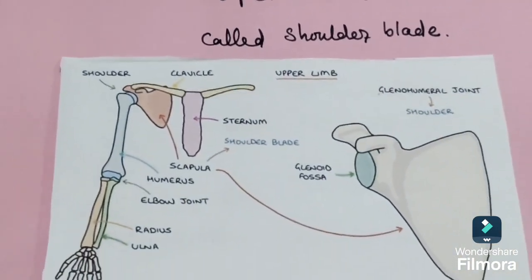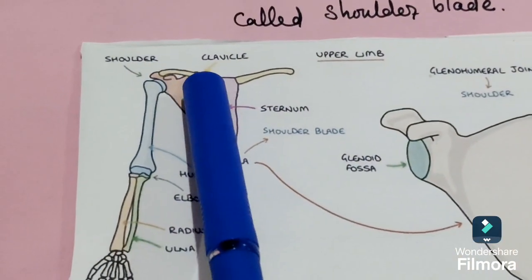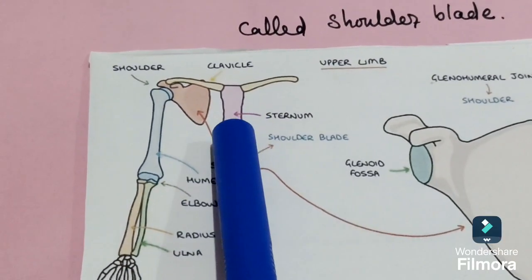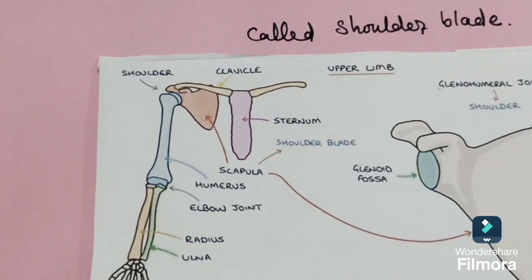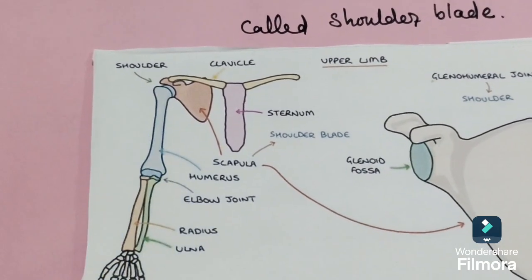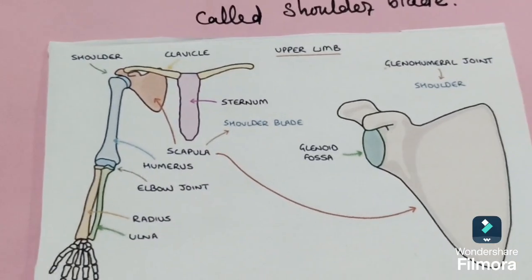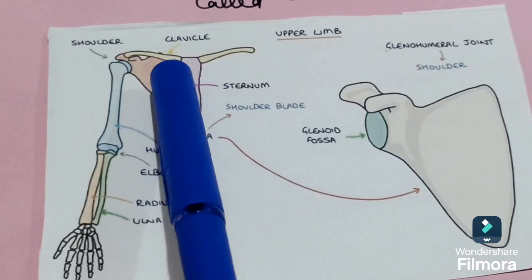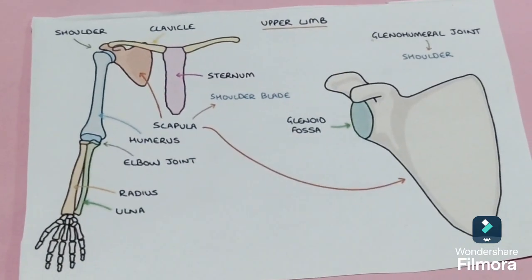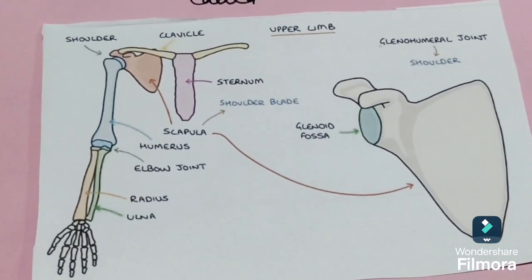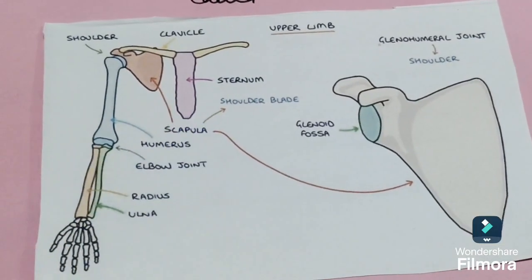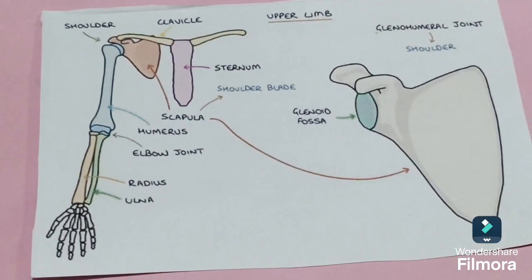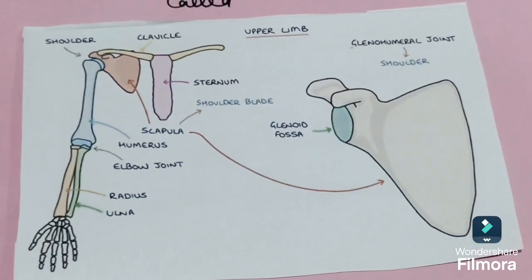So in the upper limb, the clavicle lies horizontally between the sternum and the shoulder at the front upper portion of the chest. This clavicle is commonly called the collarbone. The scapula is the flat triangular-shaped bone at the back, commonly called the shoulder blade.